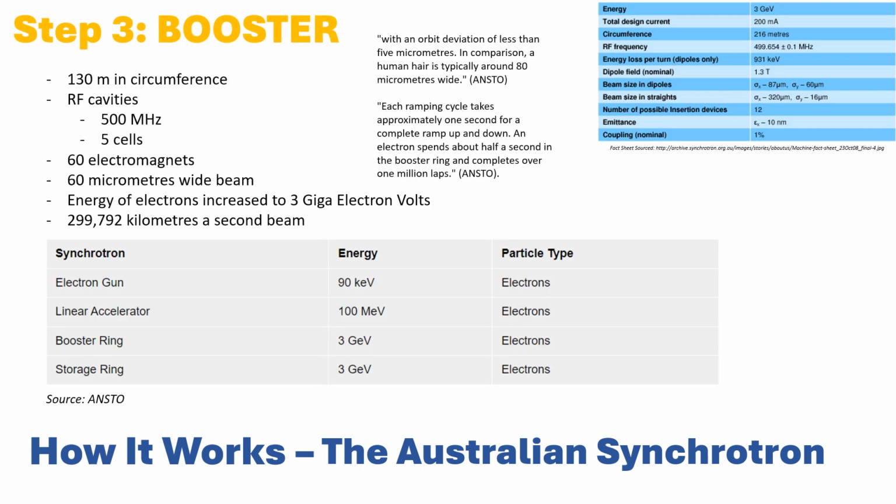Step 3. The bunches enter the booster ring. For a sense of scale, the Australian synchrotron's booster ring is approximately 130 meters in circumference. The goal of the booster ring is to both accelerate the electron bunches and to impart a high enough energy for either collision or creation of synchrotron radiation. This requires the booster ring to impart a significant amount of energy upon the bunches, which it does by using radio frequency cavities operating at 500 MHz, with 5 distinct cells within.